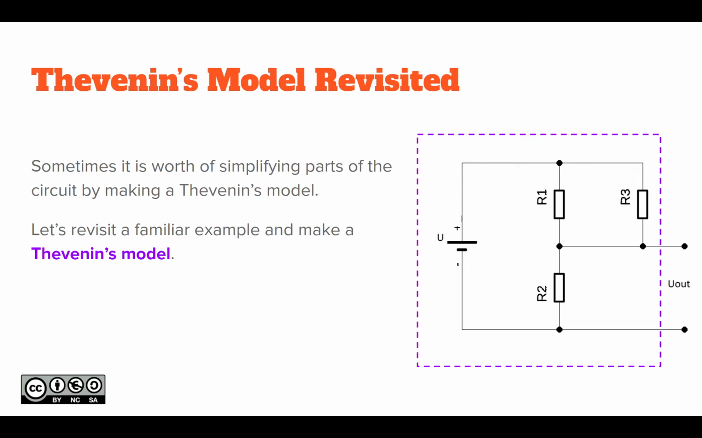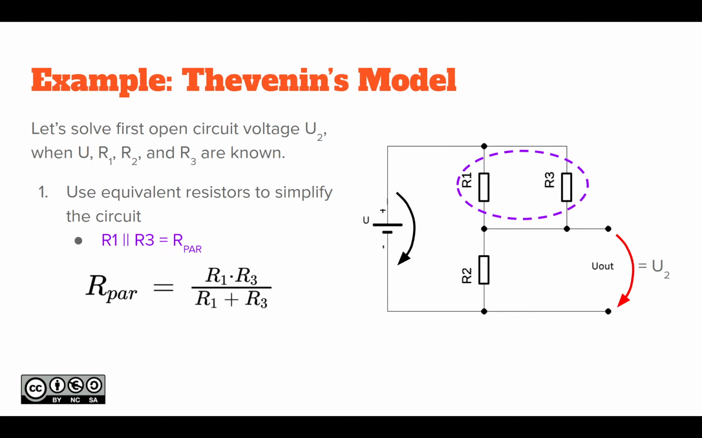By the way, this is quite close to what you would be doing on the 3rd exercise, which is theoretical circuit analysis, and also some of the Tinkercad stuff, I think. So what to do? One thing to do is solve the first open circuit voltage U2, when you think that these parameters, the circuit values, are known.